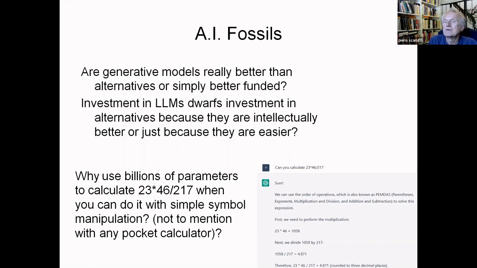I mean, when you have Google, Meta, and Microsoft investing in something, well, that something probably succeeds just because of the amount of money. The other forms of AI don't get that much money. Sometimes the question is simple. Why do we have to use billions of parameters to calculate something that a simple pocket calculator from the 60s could do?